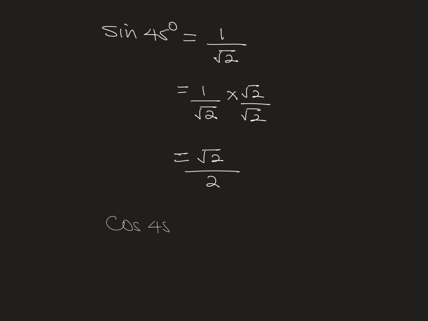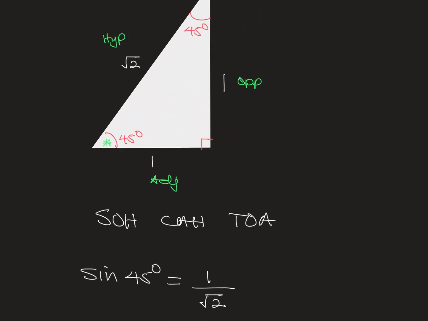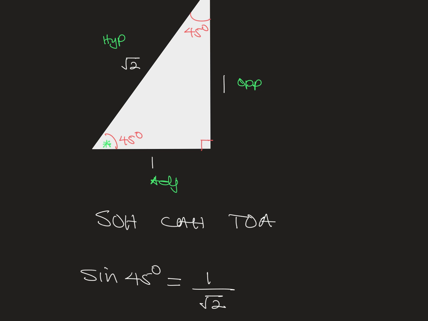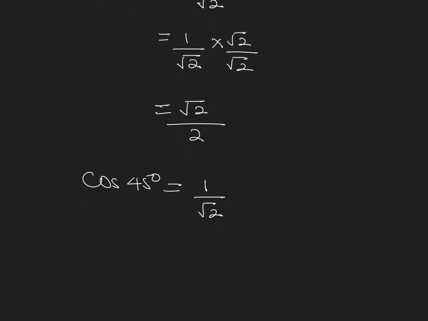Cos 45 degrees is equal to adjacent divided by hypotenuse. The adjacent is 1, hypotenuse is root 2. So cos 45 is also 1 divided by root 2. And when we rationalize, we have root 2 over 2. So sine 45 and cos 45 are equal.